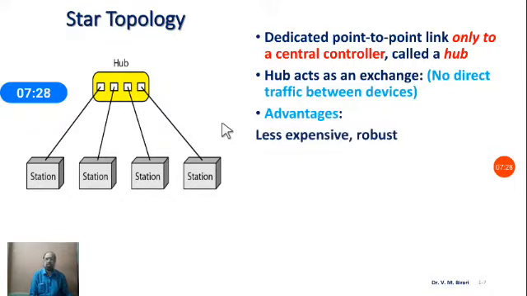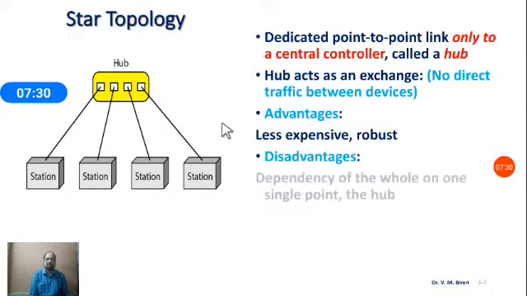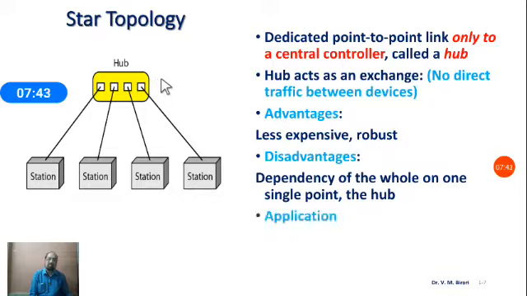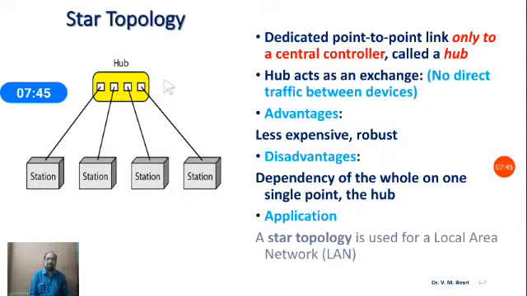Advantages of this: less expensive. It is also a robust network. The disadvantage is the dependency of the whole network on a single point. If any problem occurs in the hub, then the total network fails. So this is the important disadvantage: the dependency. Where is it used? A star topology is used in existing LANs. In our laboratories, the star topology is preferred. We have a central switch and all the computers are connected to the switch.